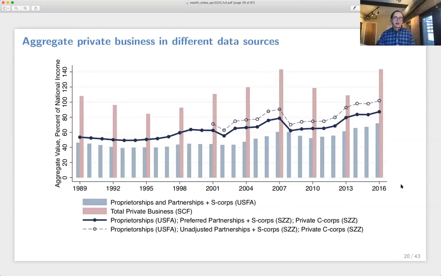And here's also the aggregate. So comparing the U.S. financial accounts in blue to what the SCF has in the years where the SCF is there, you can see quite a big wedge in terms of aggregates relative to national income. So that's the scope of uncertainty, what we do or don't know about what aggregate private business wealth is in the U.S. And then our series in dark blue is going to be with all of our adjustments, and then light blue is going to be without the liquidity adjustment, with the circles rather, and the hollow circles is going to be without the human capital adjustment as well.